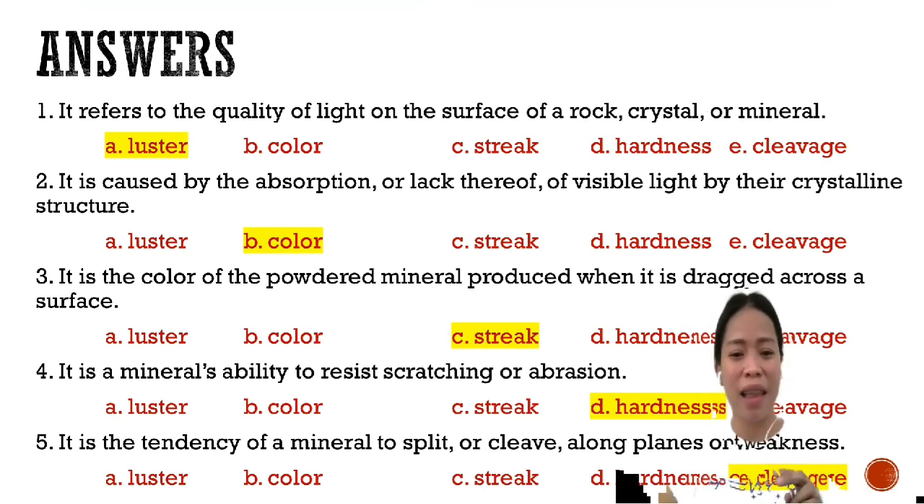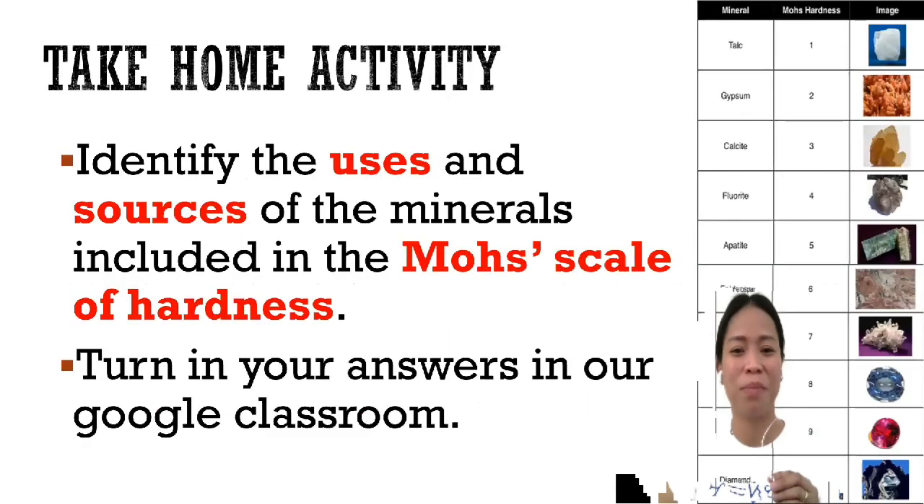Number 4, it is a mineral's ability to resist scratching or abrasion. Fantastic. That is hardness. And number 5, it is the tendency of a mineral to split or cleave along planes of weaknesses. The answer is cleavage or fracture. For our take-home activity, you are going to identify the uses and sources of the minerals included in the Mohs scale of hardness. Do you have any questions so far?